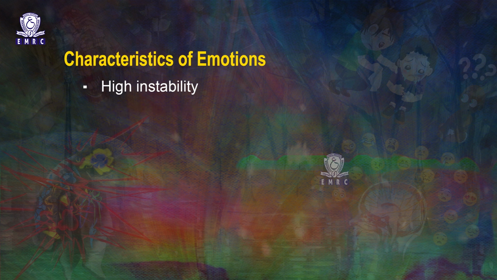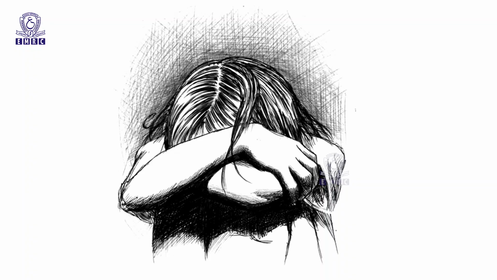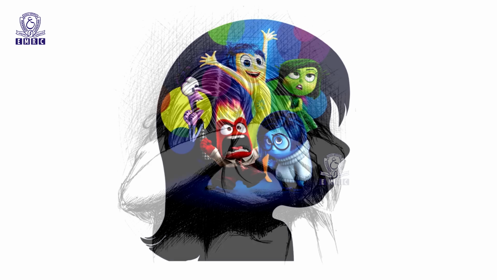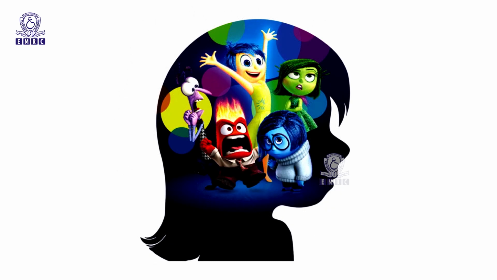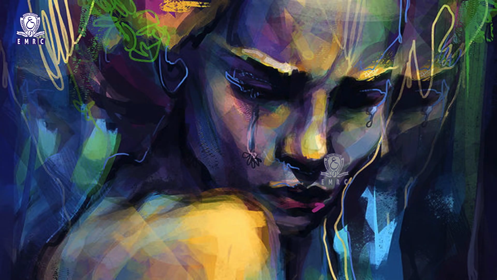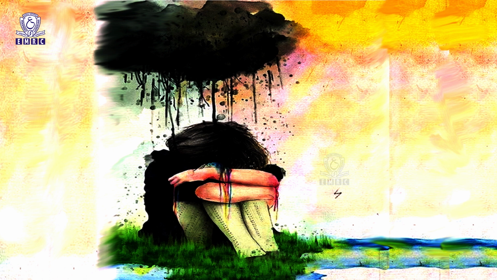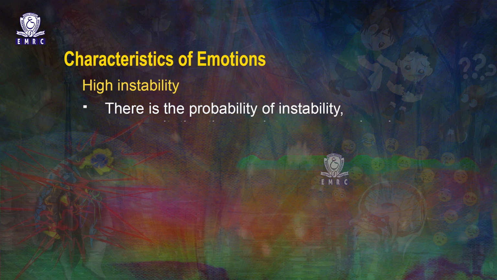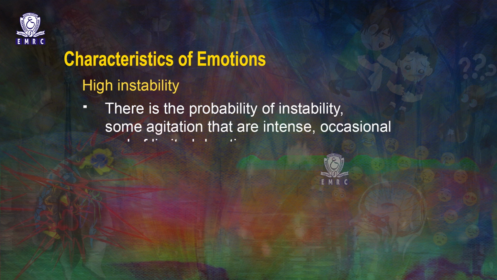So, first one, high instability. Emotions are caused by changes that are personally significant. Therefore, change characterizes the very nature of emotions. When people are in the grip of an emotion, they are in a transition in which the preceding context has changed, but no new context has yet been stabilized. Thus, there is the probability of instability, some agitation that is intense, occasional, and of limited duration.